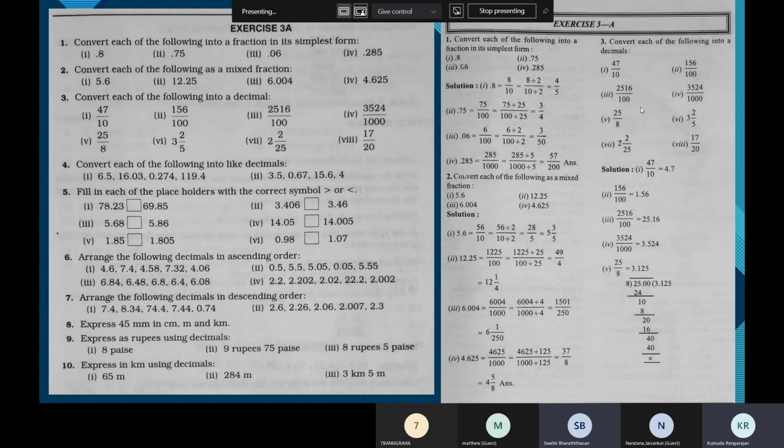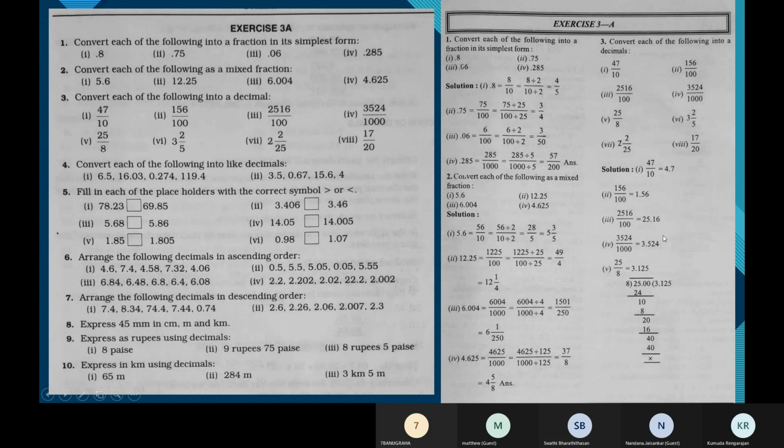Ma'am, so 3.524 is the answer. No, that will give you 3125 by 1000, which is 3.125. The answer, you can see it here also. Using the division, whatever we get using division, the same thing you will get. Yes, ma'am.